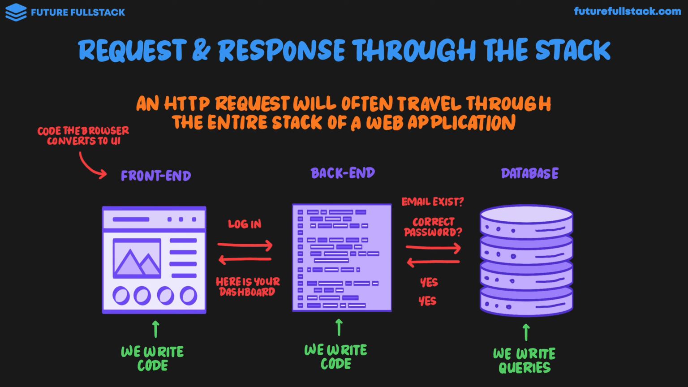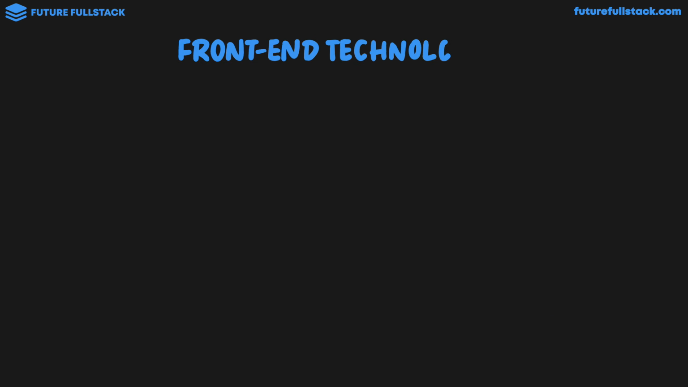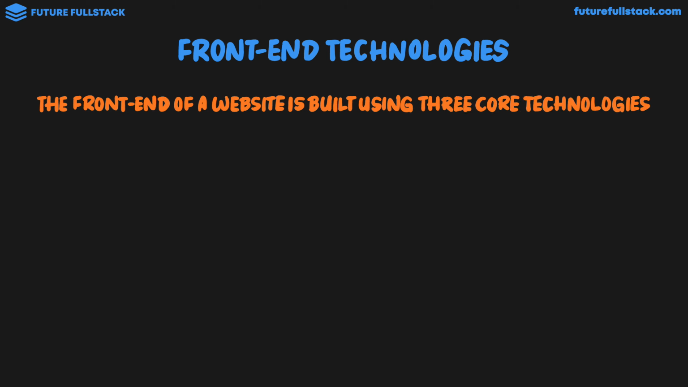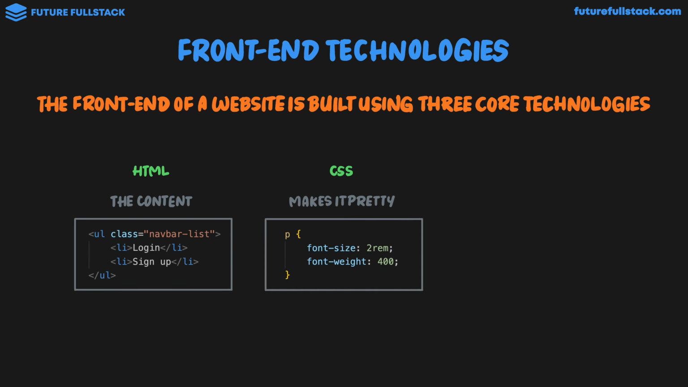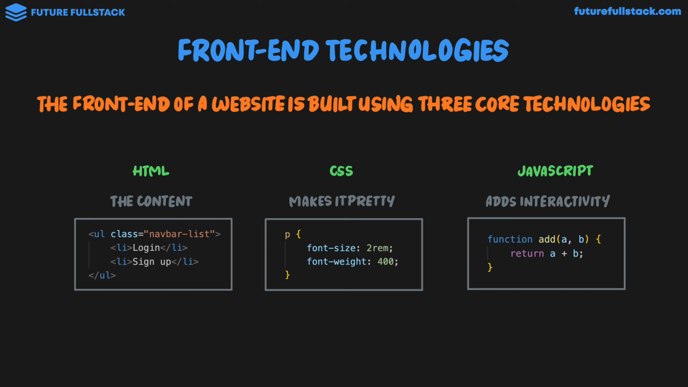We're going to now move through each part of the stack and look at the different technologies powering them, starting with front-end technologies. The front end of a web app is built using three core technologies. The first is HTML, which is the content. Here is a snippet of HTML, which is defining the content that is part of a navigation menu. Next is CSS, which makes the content pretty. Here is a snippet of CSS, styling some paragraph text. And then finally, we have JavaScript, which adds interactivity. Here is a snippet of a function that adds two numbers together.